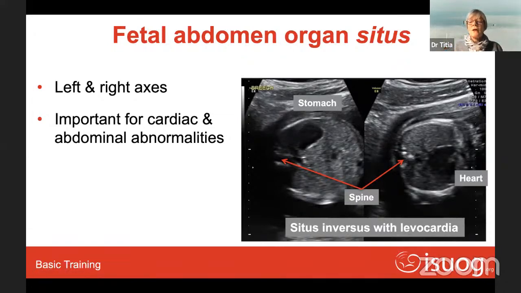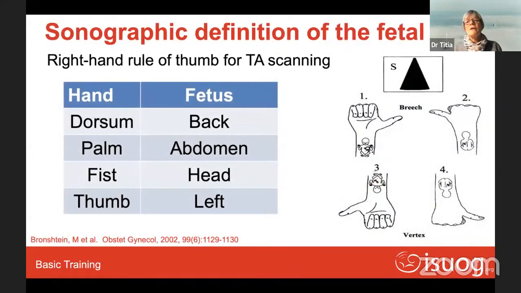So that's important to know. And if you know this at the start of your scan, you will not get confused in any other way. It's difficult enough to deal with a situs abnormality, but it's therefore important that you should be aware of that at the start of every scan. Now, there are various ways to define the situs. I use myself, because I'm always the one doing the scan, so it's easy for me, but there are other ways.